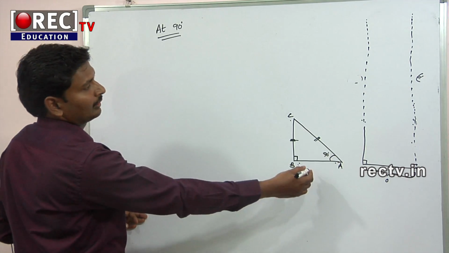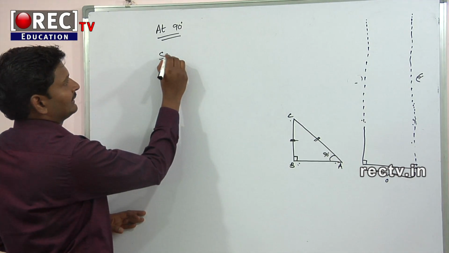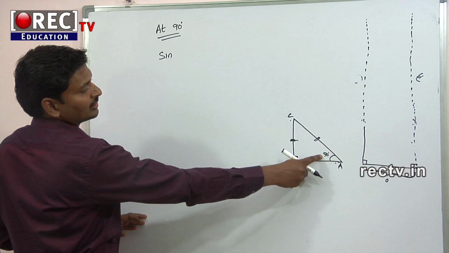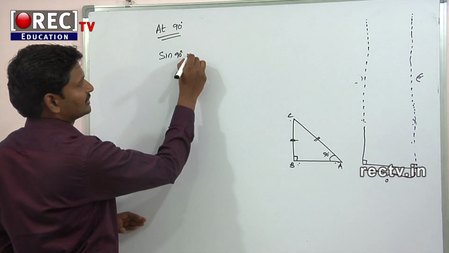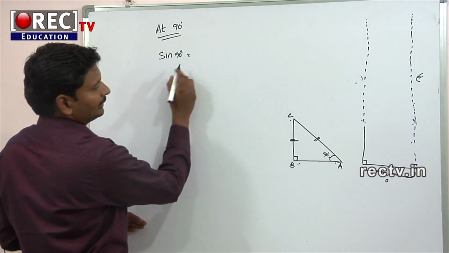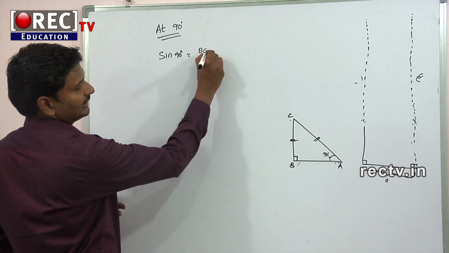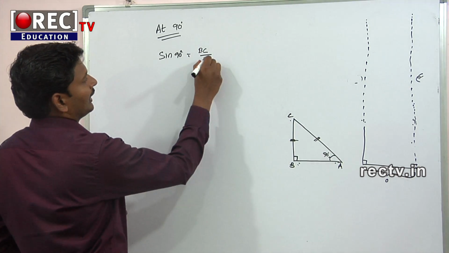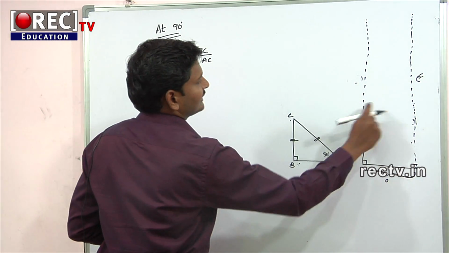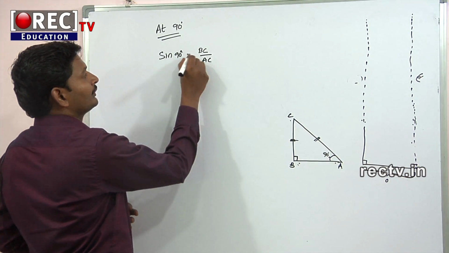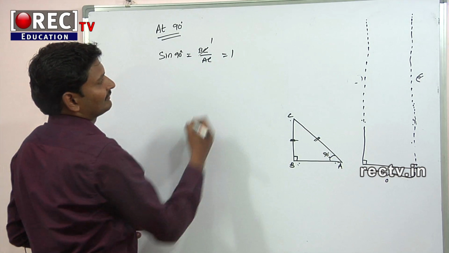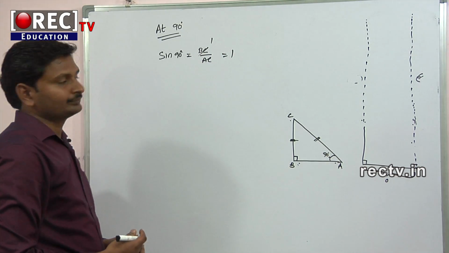From this triangle, we can write sin A is equal to sin 90 degrees. Sin 90 degrees is equal to, from this A, opposite side divided by hypotenuse. So opposite side BC divided by AC. I said already, these two lengths are equal if those two are going. So both get cancelled and that value is equal to 1.